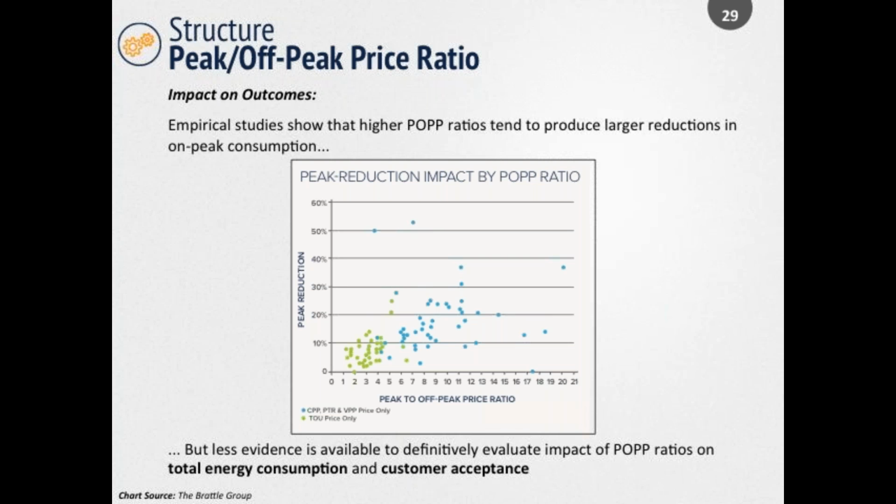However, much lesser evidence is available to definitively evaluate the impact of POP ratio on total energy consumption. It can be postulated that higher POP ratio increases the reduction in total energy consumption. Sacramento Municipal Utility District's pilot, as a part of DOE's consumer behavior studies a couple of years back, compared the two and found that customers on CPP rates with in-home displays reduced consumption by 3.5% compared to 1% for those on time-of-use rates.